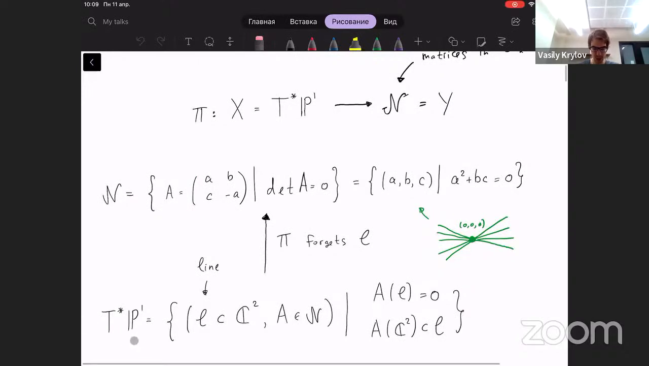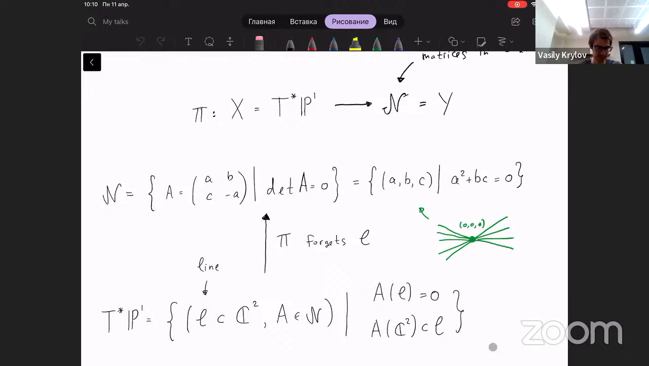It's not hard to show that T star P1 can be identified with the following pairs: a line L inside C2 and a nilpotent element A inside our N, which maps the line to 0 and maps the whole space C2 into this line L. And our resolution just forgets the line L. So this is the basic example. Any questions about this example?